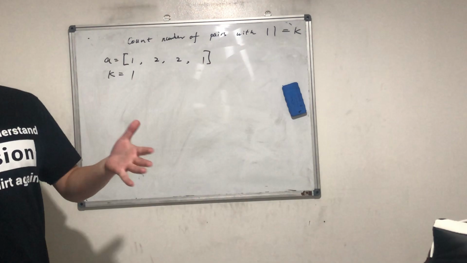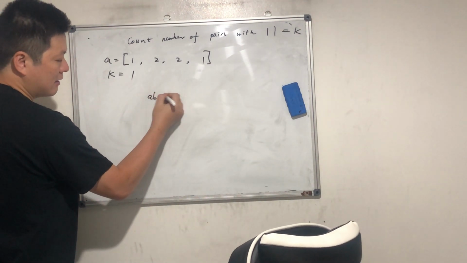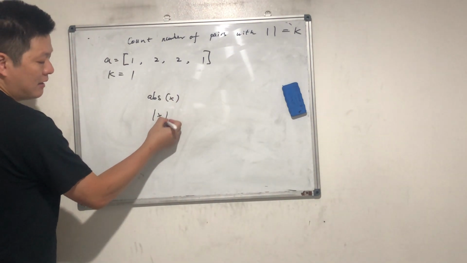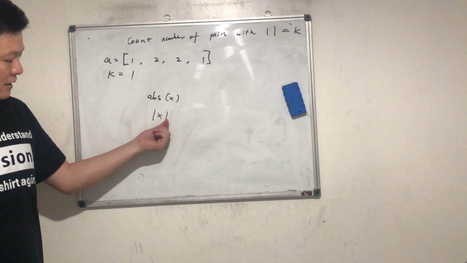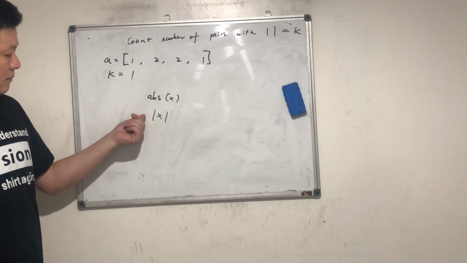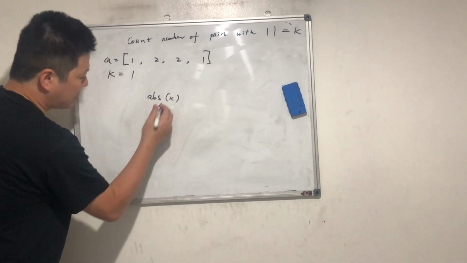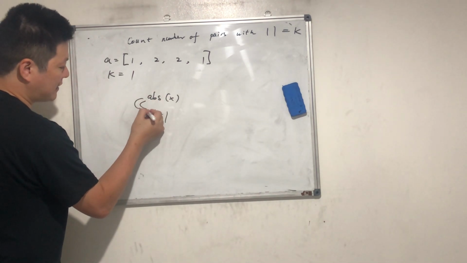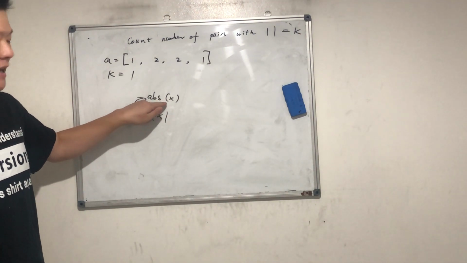By the way, what's the absolute difference? Do you still remember this function? ABS of x in mathematics, it's written like this. And when we do the coding, we use ABS x. They are the same.